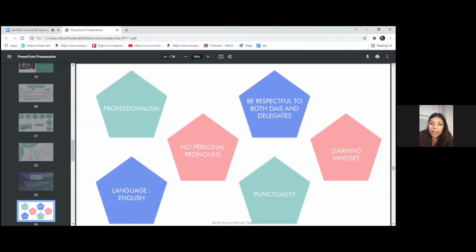Be respectful to both dais and delegates. If you're disrespectful to everyone, the dais members have the complete power to suspend you from the committee session and send you home. You should always be respectful because you're not talking to your friend or your neighbor. You're talking to another nation. So everything you do should be very diplomatic. Even though it's just a simulation, it's stricter.